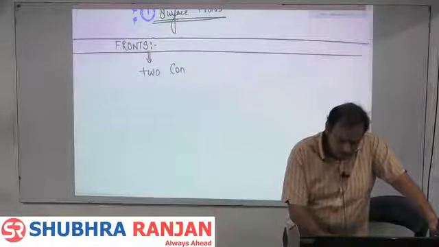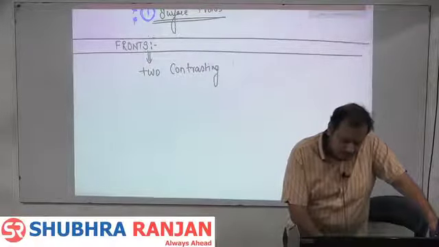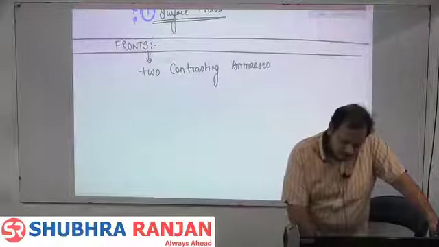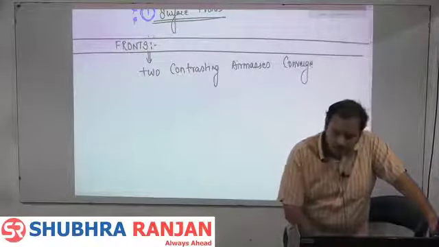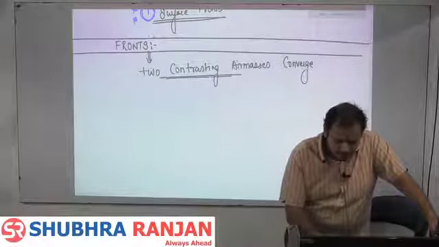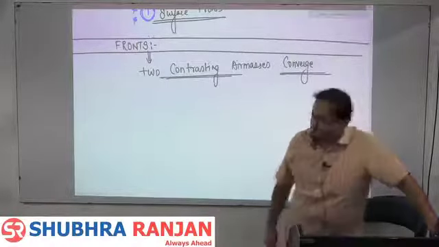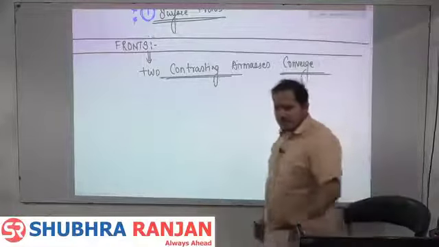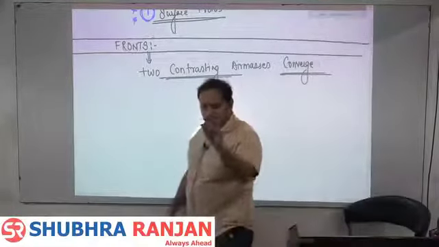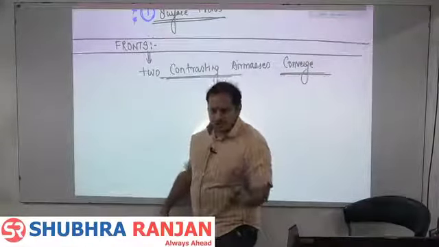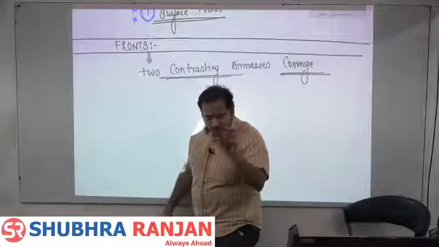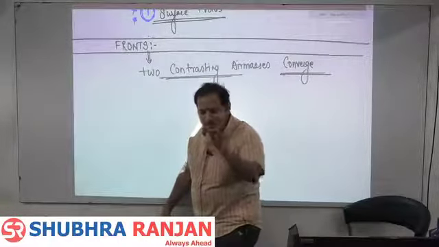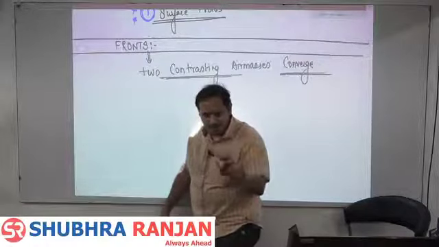Contrasting, just keywords you remember, air masses, means huge body of air, converge. Fine. So two contrasting air masses converge. Two contrasting air masses means one air mass will be having high temperature, one air mass will be having low temperature. The one with high temperature will have greater moisture capacity, the one with low temperature will have lesser moisture capacity.